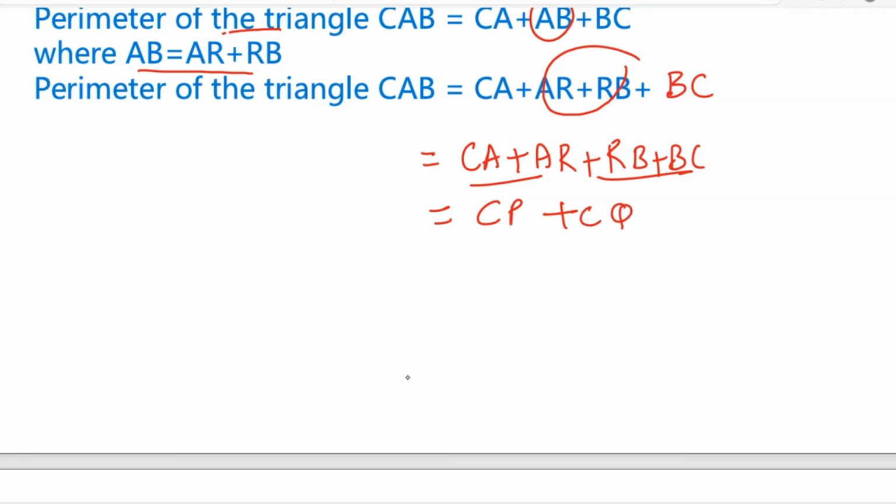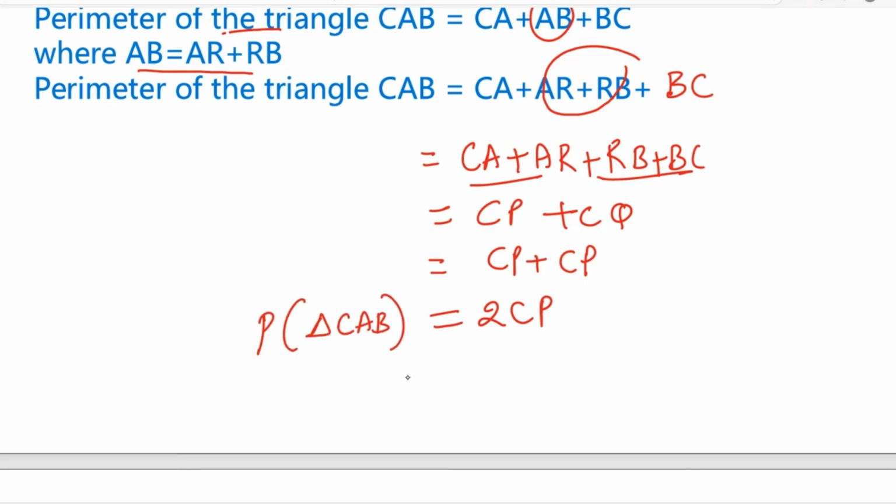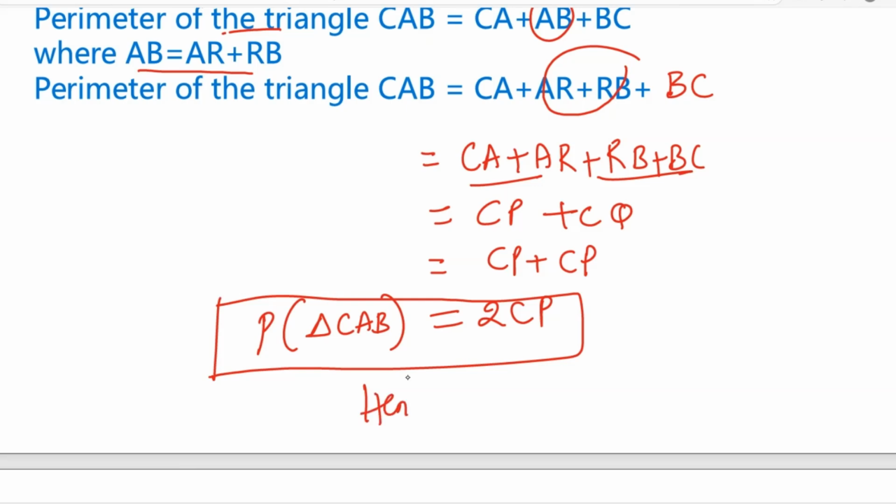But what is here? CP and CQ are the same. From the first one, we can write CP plus CP. Then how many CPs do we have? 2 CP. So the perimeter of triangle CAB will be 2 times CP. So the perimeter of triangle CAB is 2 times CP. Hence proved. Moving on with the next one.